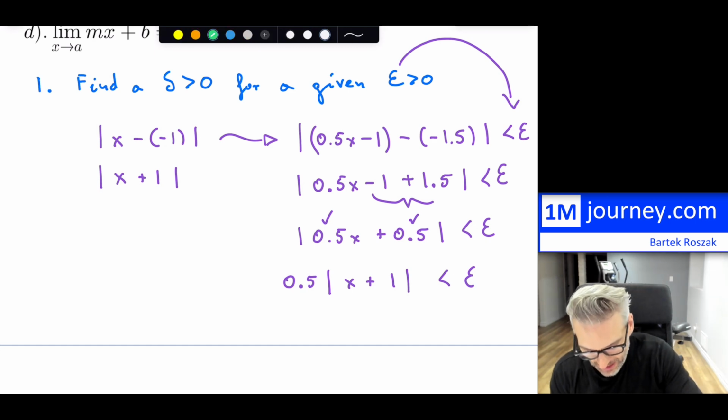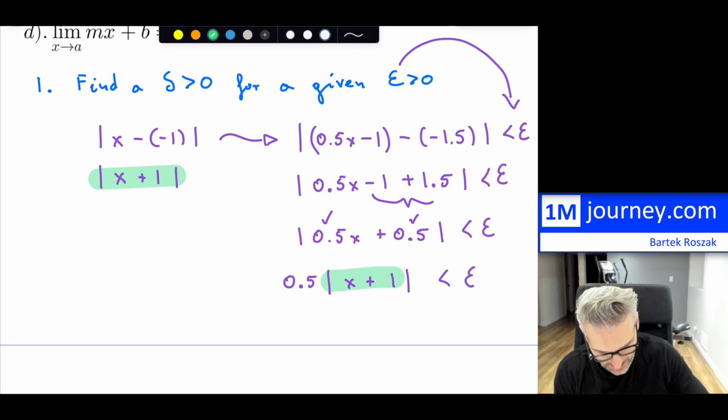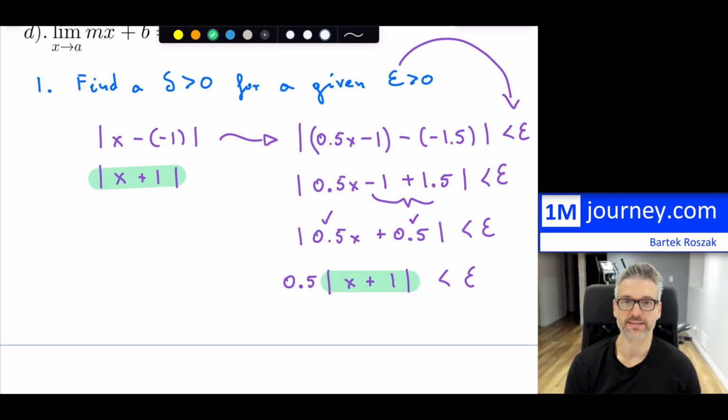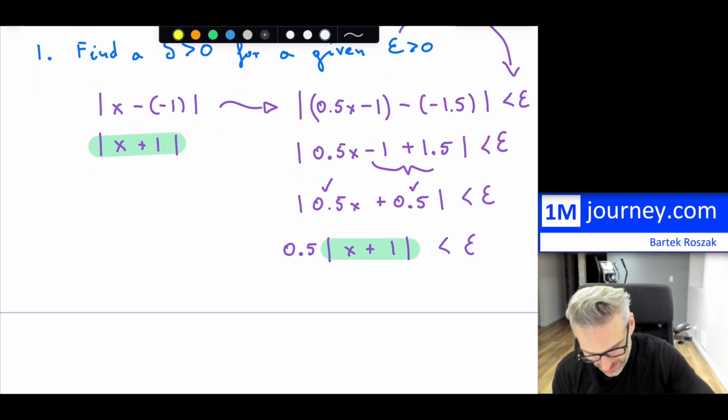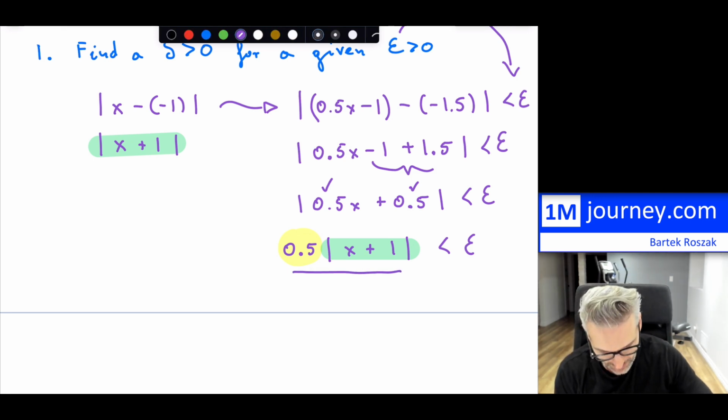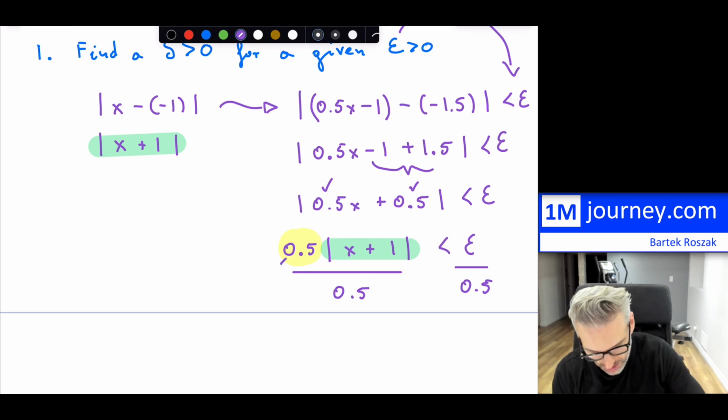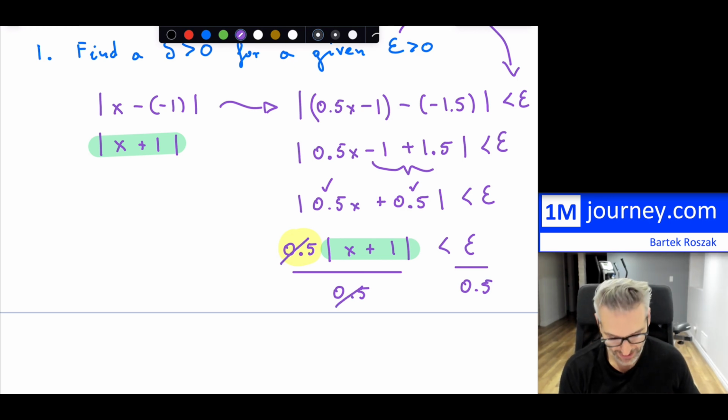And once again, notice now I have established a connection between this and this right there. And just as in the previous example, you're going to now take this and solve for that x plus 1. So you're going to be dividing both sides right there. That's going to get rid of this. It does not change the inequality again. So this is what we have right there.